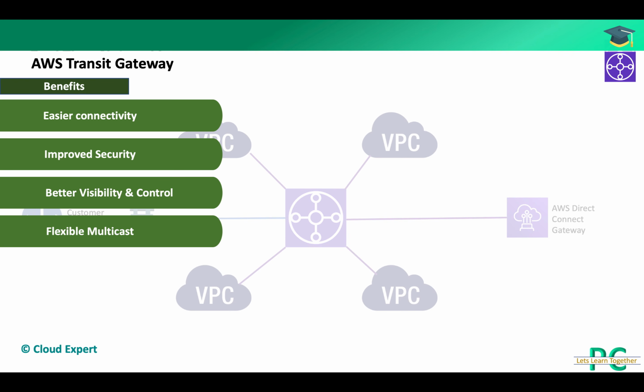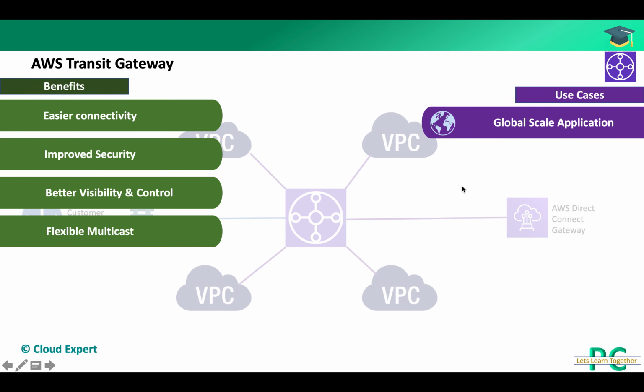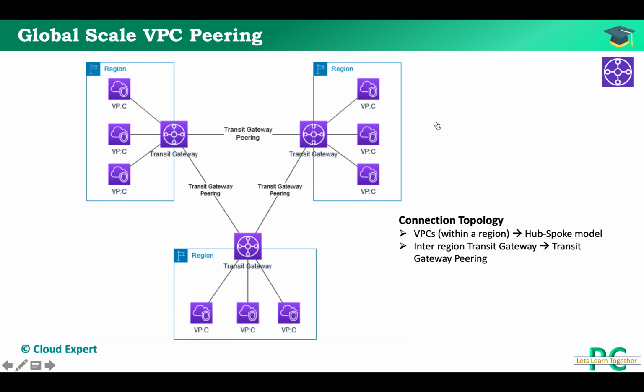Now let's see some use cases of what you can achieve with the help of Transit Gateway. First, a global sales application. Let's say your organization is spread across multiple regions. Maybe your organization has a presence in US East, maybe US West, or maybe AP Southeast, right? As I told you, you have to provision one transit gateway per region. Now you can establish peering connections between the transit gateways in each region, and you will have total end-to-end connectivity between VPCs in different regions.